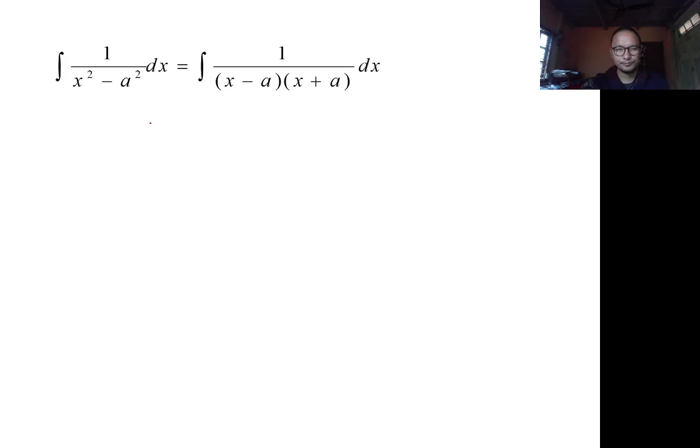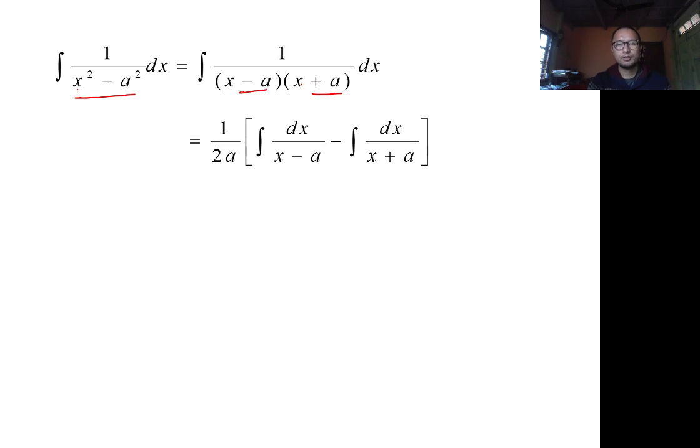First of all, integration of 1 by x square minus a square dx. This is like a square minus b square, so it will be (a plus b) and (a minus b), as you know, right? From here to here, we are using the partial fraction method. This is a product of functions, and here it becomes a sum or difference of functions. So that is a difference of functions.